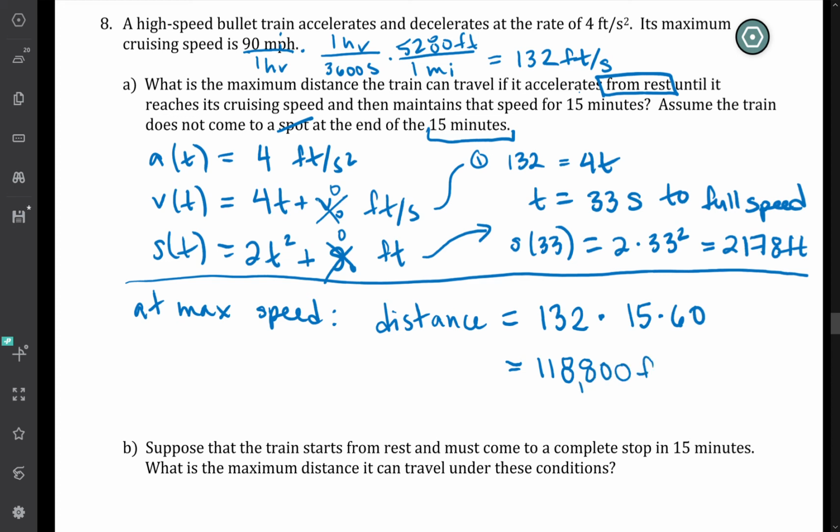That's 118,800 feet, which we could certainly convert back to miles at this point. So we could divide by 5,280 and say 22.5 miles. Okay, so there's part A. The rest of the parts are just variations on this.